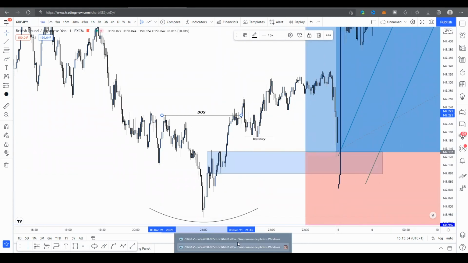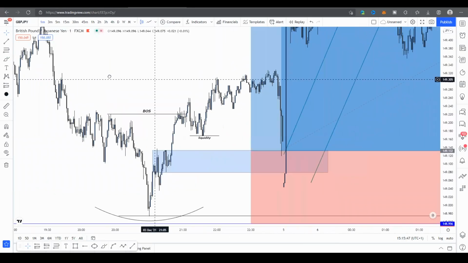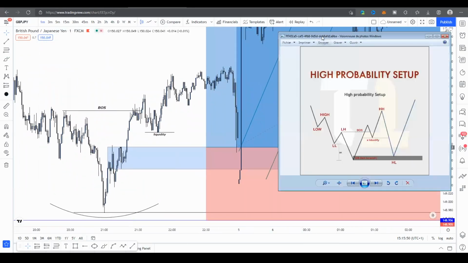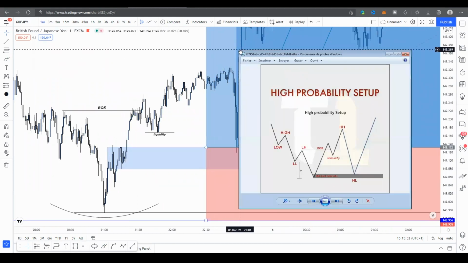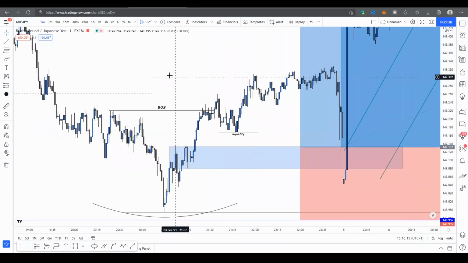Let's go back to the picture. As you can see, we were marking our structure to the downside, which is the lower low, lower high, lower low. Then as soon as we get the break of structure, which is this one, we mark that line. Now we're going to look for what? The old order block that broke the structure. Before we look at the liquidity, we need to look for the order block. That's exactly what I'm going to be looking for.